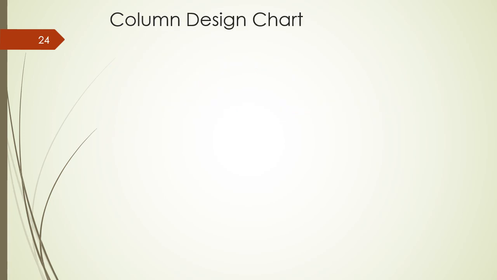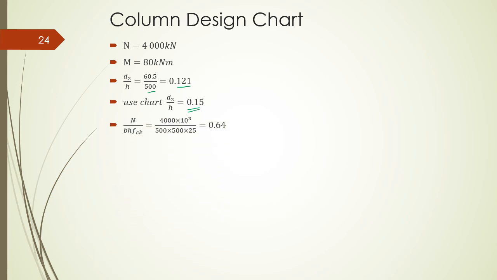To figure out which design chart we will use, we will need D2 over H, which in our case was 60.5 over 500 to get 0.121. To be conservative, we can go ahead and choose D2 over H equals 0.15. And then for our charts, calculate N over BH FCK, get 0.64, and M over BH squared FCK to get 0.0256.